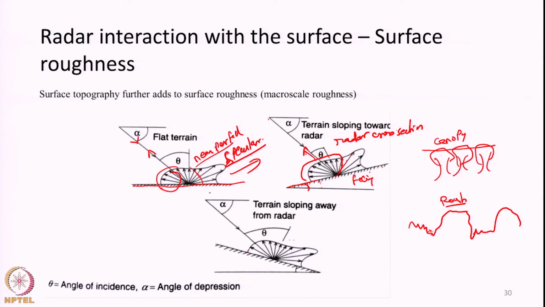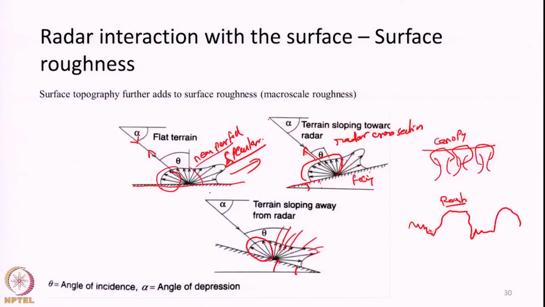On the other hand, if this near perfect specular reflector is present on a slope facing away from the radar antenna, the amount of energy backscattered towards the radar will further decrease. A large fraction goes away from the radar antenna because of this slope effect. The slope reflects the energy further away, and only a smaller fraction of energy goes towards the radar antenna. So not only the surface roughness, but the overall orientation of the surface, which we call the macroscopic effect or the topographic effect, will also play a major role.